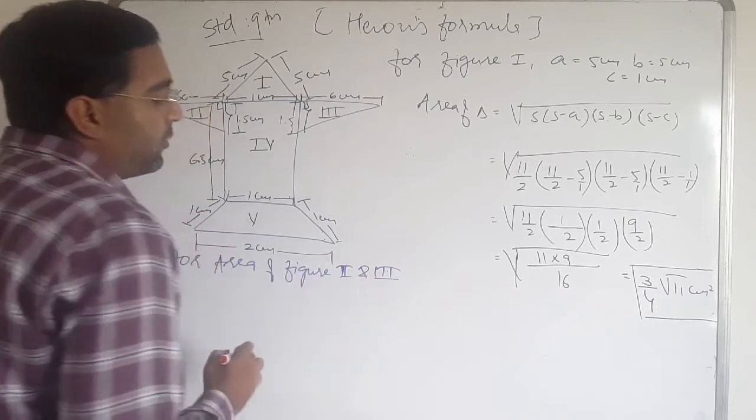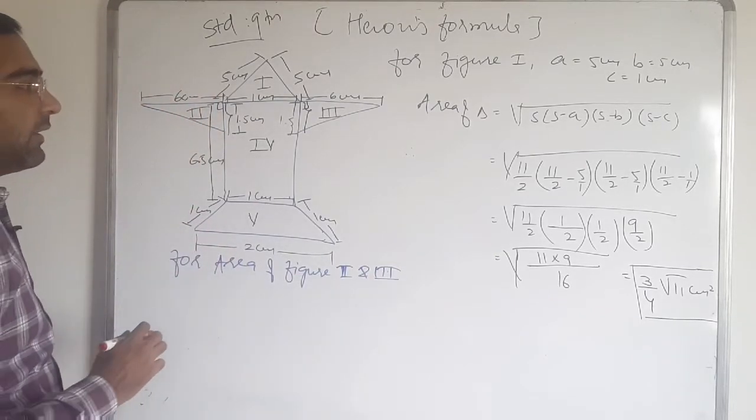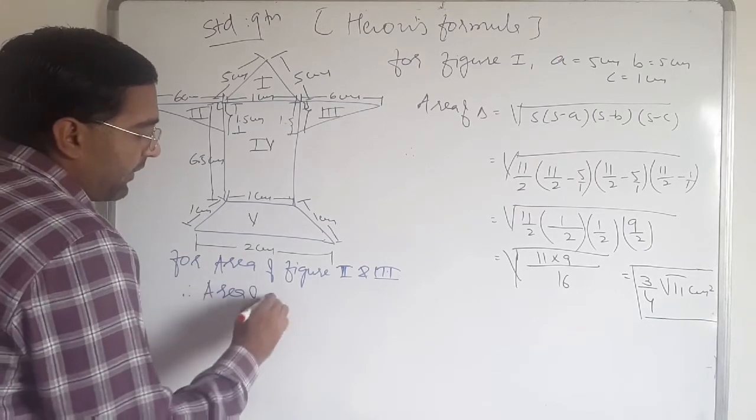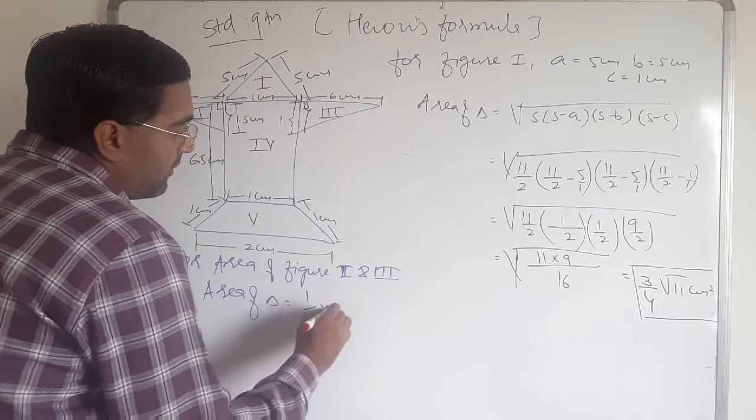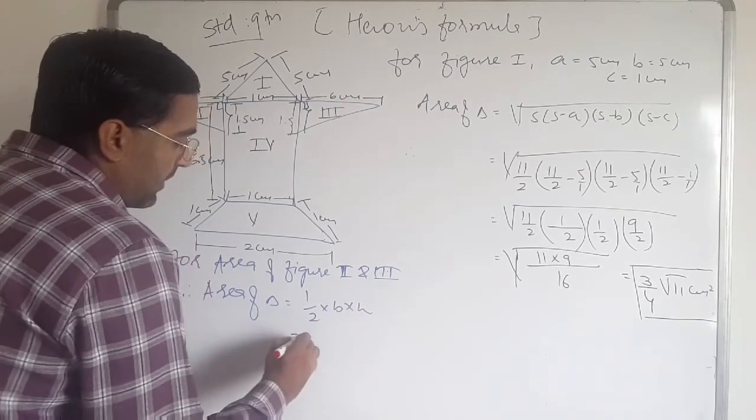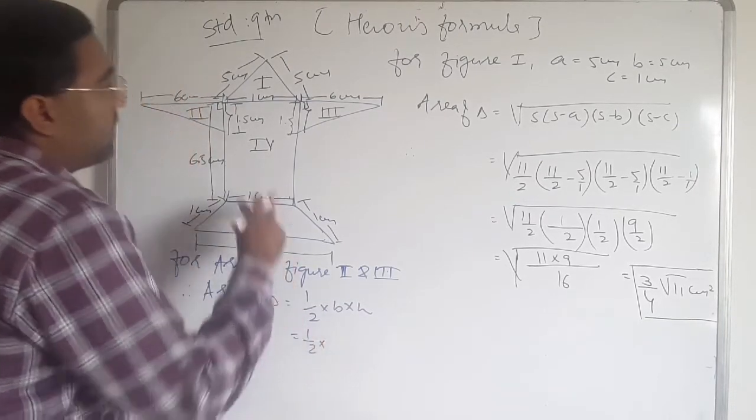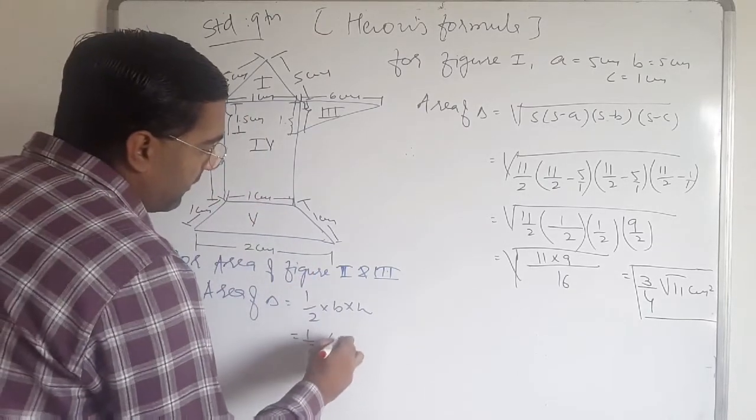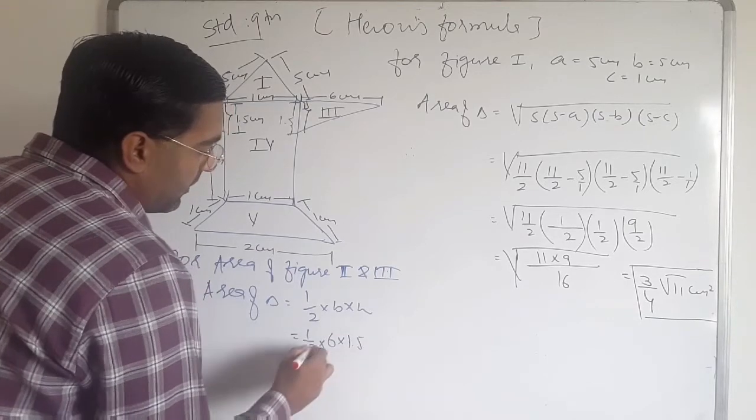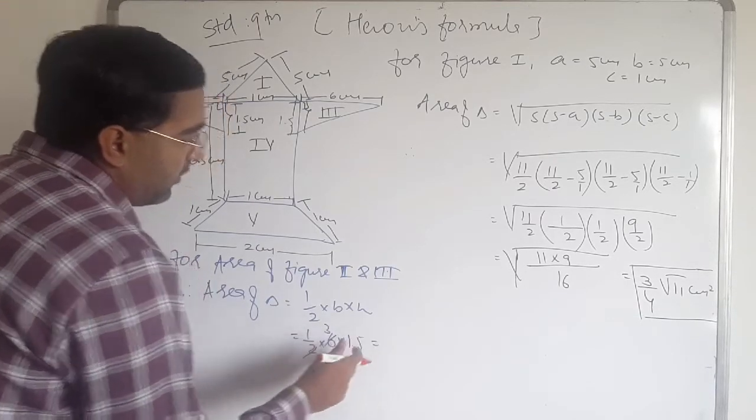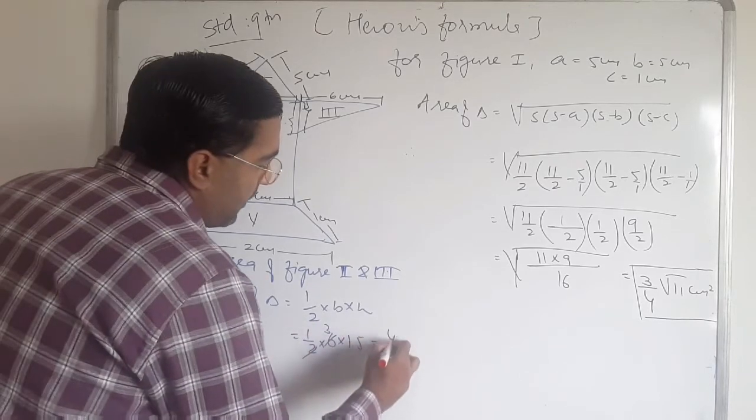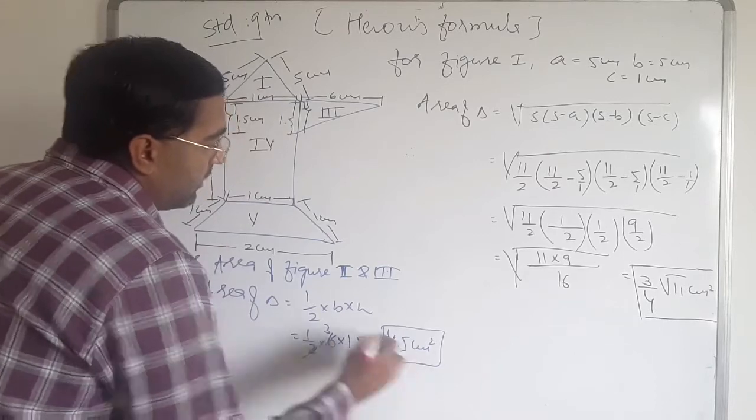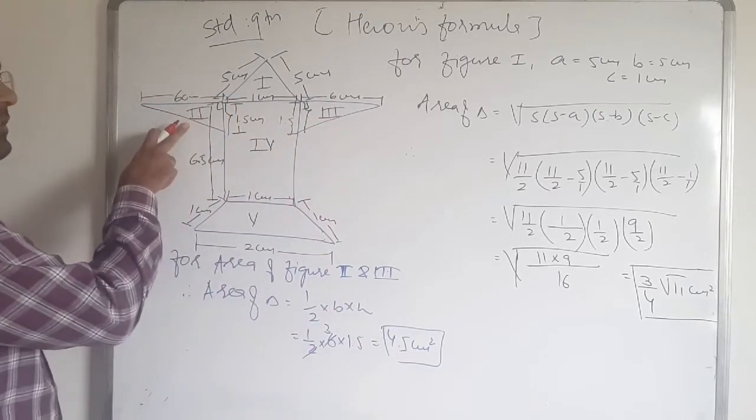For the area of figure 2 and 3, that is a right angle triangle, therefore area of triangle is half base into height. So half into base of triangle, that is 6 centimeter, and height of triangle, that is 1.5 centimeter. So 2 3s are 6, therefore 15 3s are 45, that is 4.5 centimeter square. That is the area of the one triangle, second region.